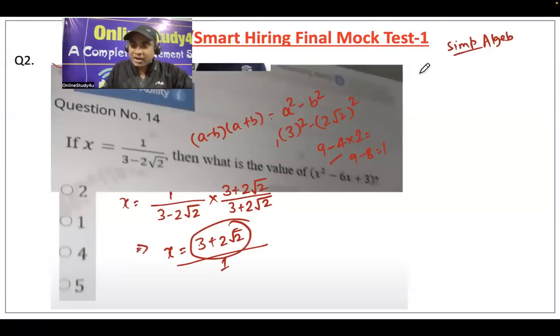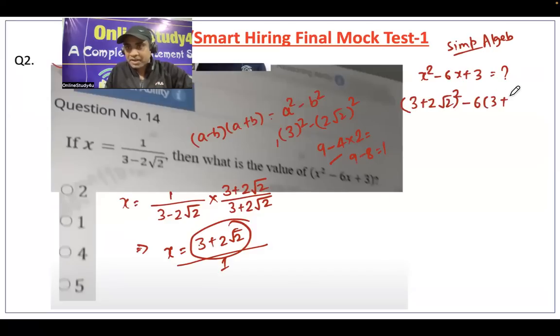Now we have to find x square minus 6x plus 3. So x is nothing but 3 plus 2 root 2 whole square, minus 6 into 3 plus 2 root 2, and here we have plus 3. I hope this is clear to you. Now, 3 square is 9 plus, so a plus b whole square is a square plus b square plus 2ab. So b square, 2 square is 4, and then the same thing, 2 root 2 square is nothing but 8.